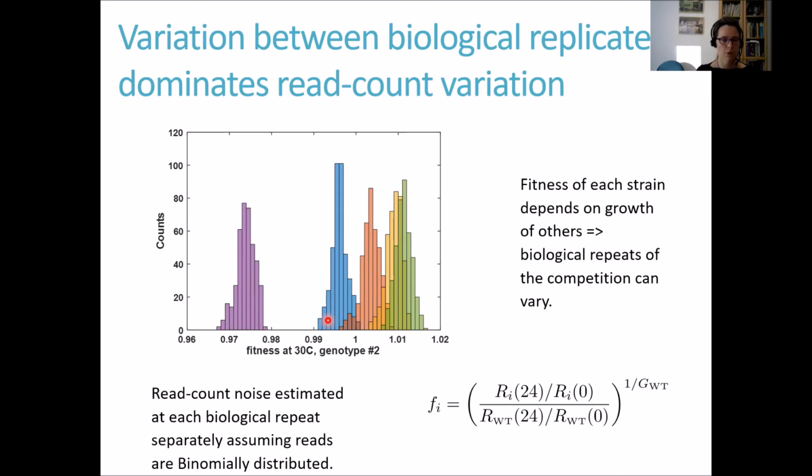This is for a particular genotype that I chose here. So you can see here that at least in this case, the read count distribution is relatively narrow, and what seems to be the dominant source of noise here is the difference between biological repeats. So in some of the cases, it's not that great. It sometimes overlaps, but still the biological variation seems to be amongst the largest sources.